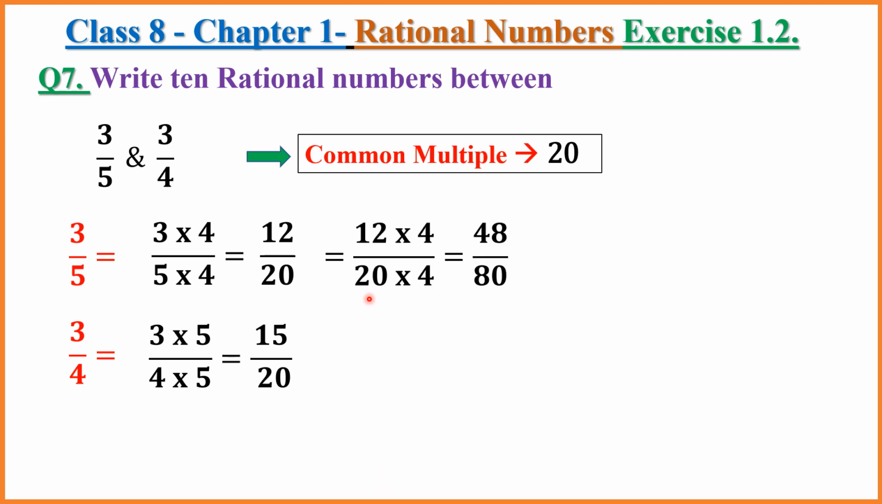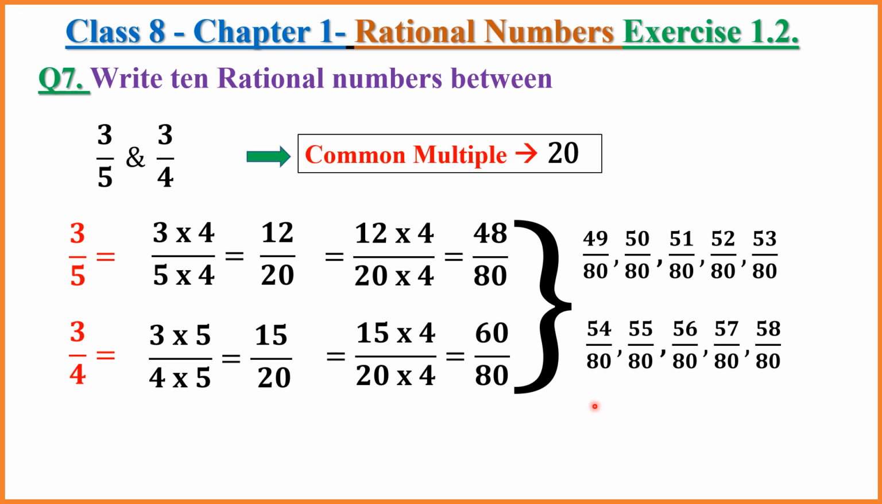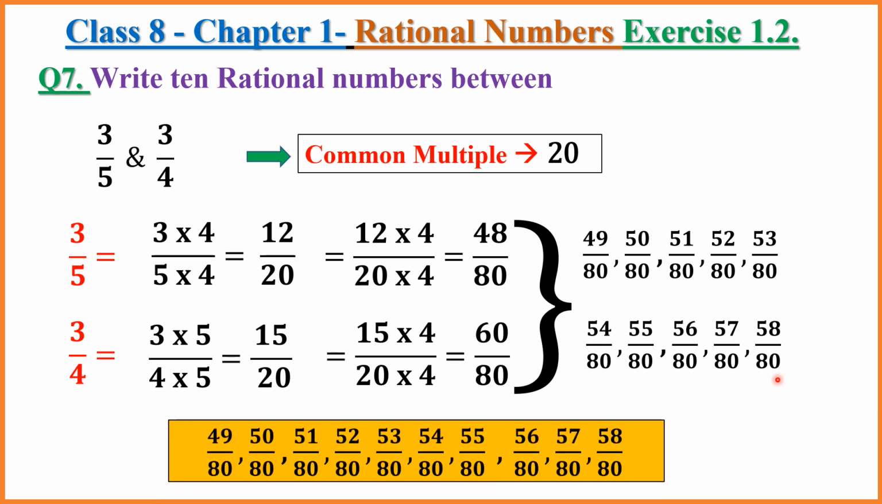So moving on, we will multiply by 4. So 12 into 4 is 48, 20 into 4 is 80, and 15 into 4 is 60, 20 into 4 is 80. Now we are able to write 10 rational numbers between 48 by 80 and 60 by 80. That is 49 by 80, 50 by 80, 51 by 80, 52 by 80, 53 by 80, 54 by 80, 55 by 80, 56 by 80, 57 by 80, 58 by 80. These are the 10 rational numbers between 3 by 5 and 3 by 4.